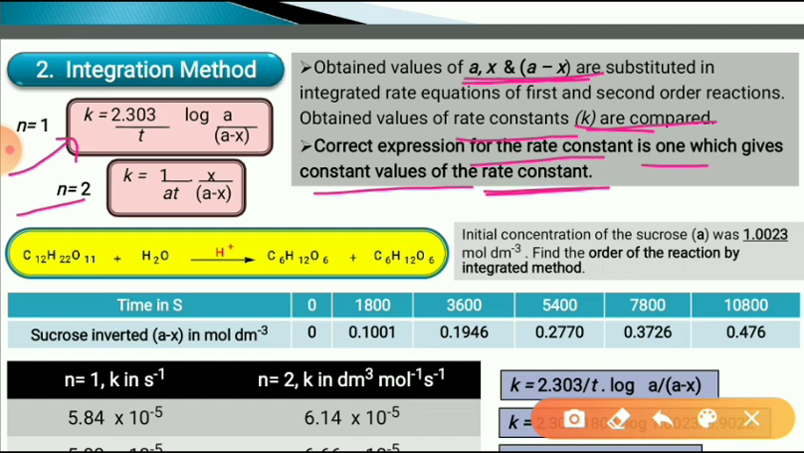That means if you have different values for n equal to 1 and n equal to 2, and for n equal to 1 the rate constant values are the same, while for n equal to 2 the rate constant values are different, in that case the reaction belongs to the first order reaction, because the rate constant values are constant. Here we will understand by taking one example.